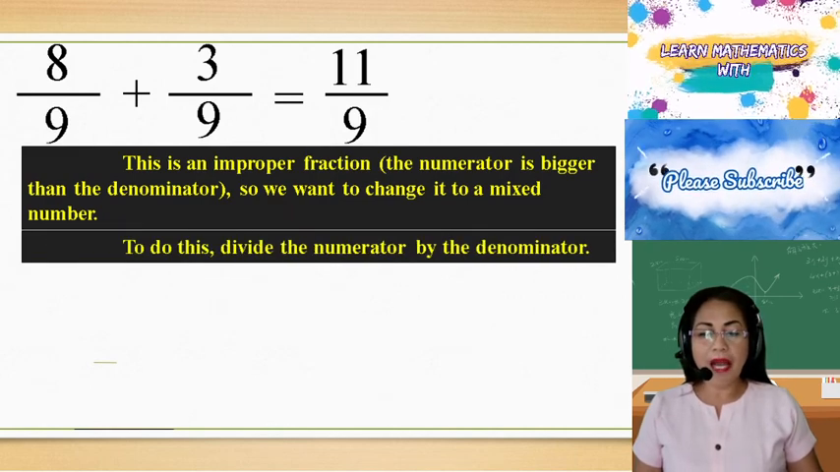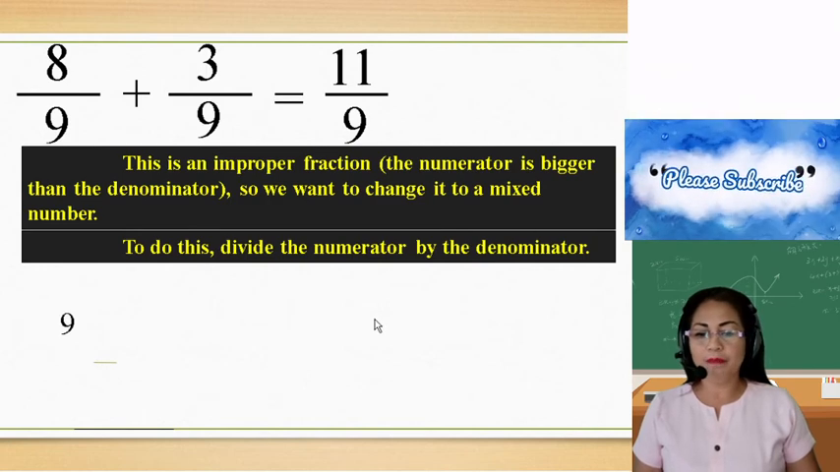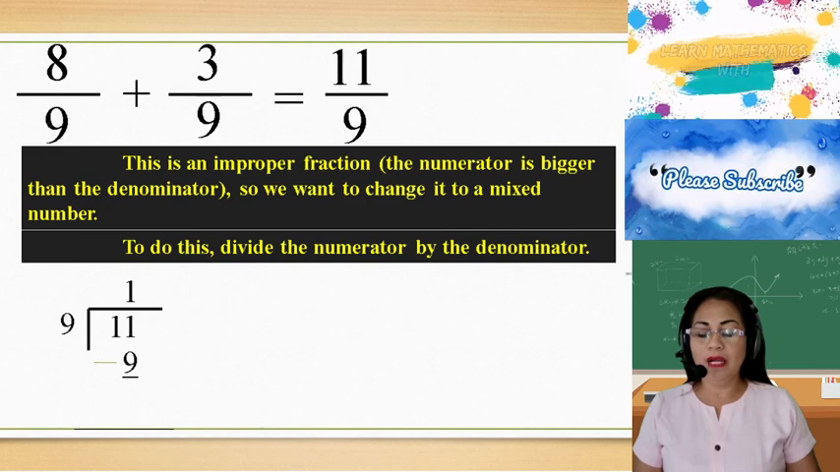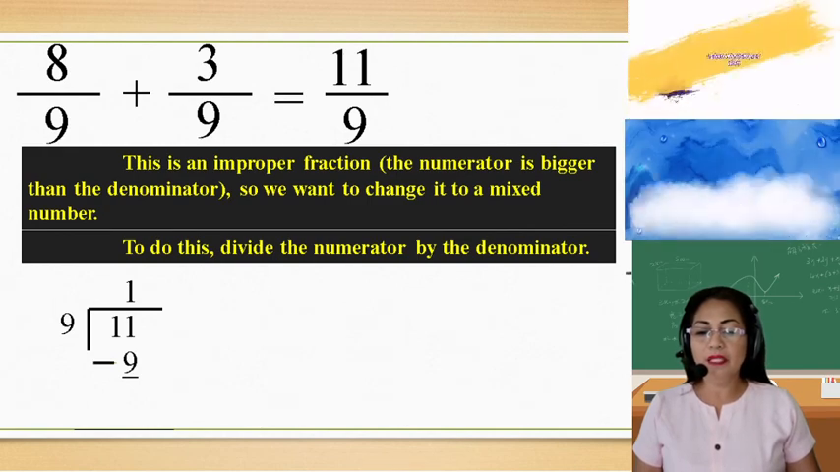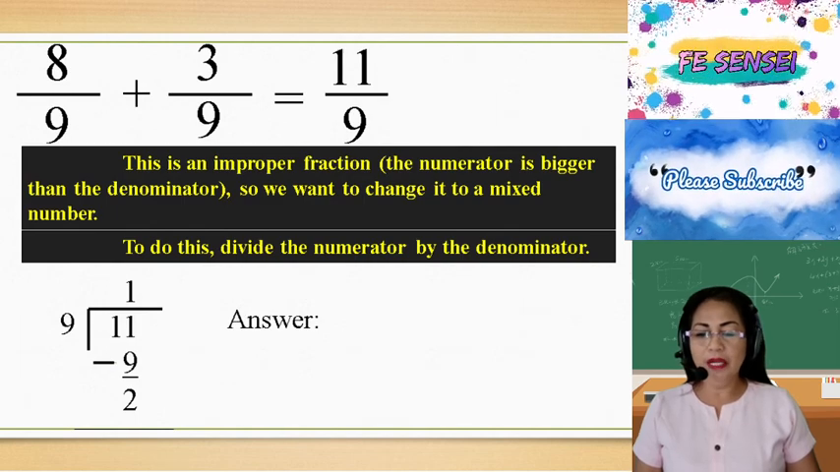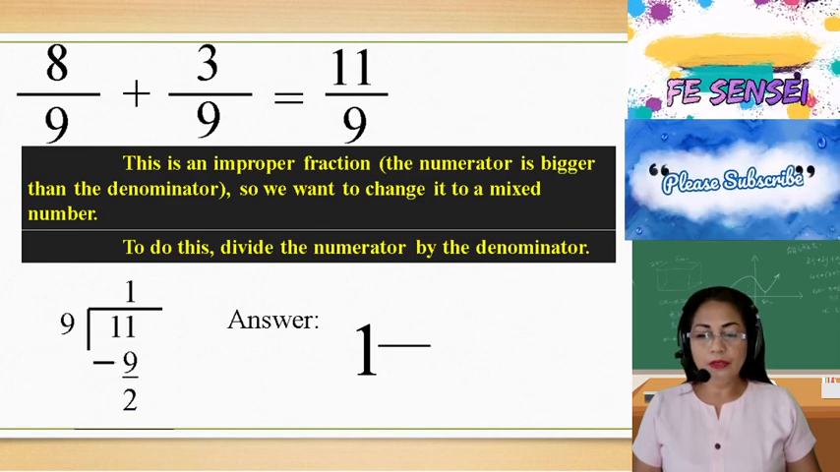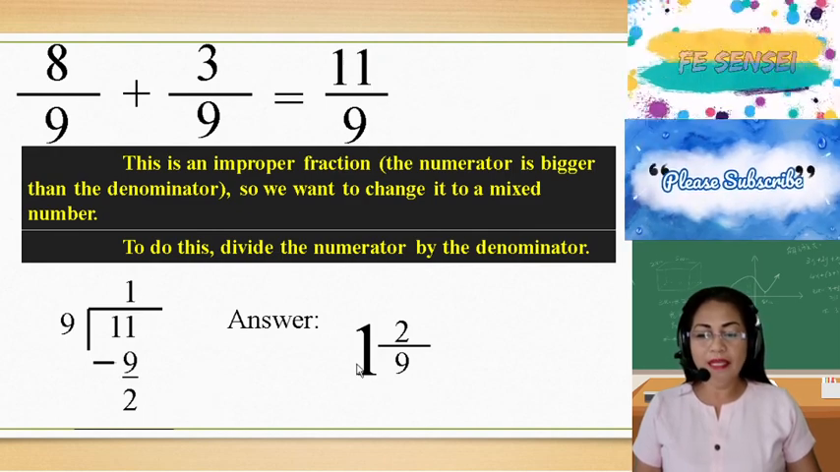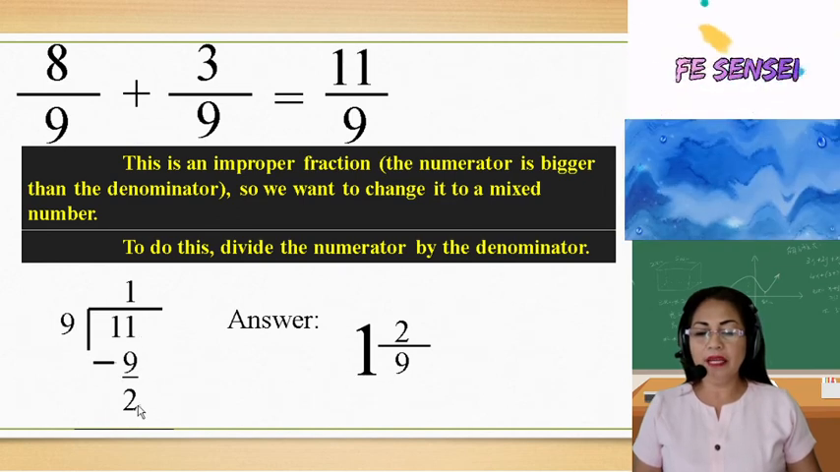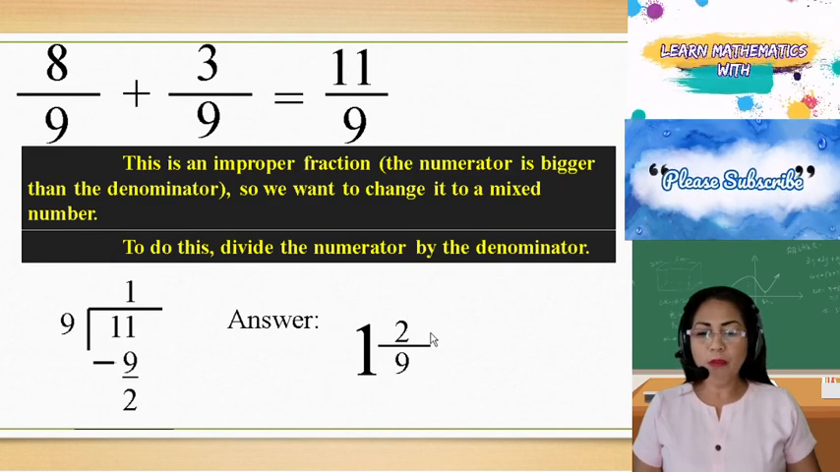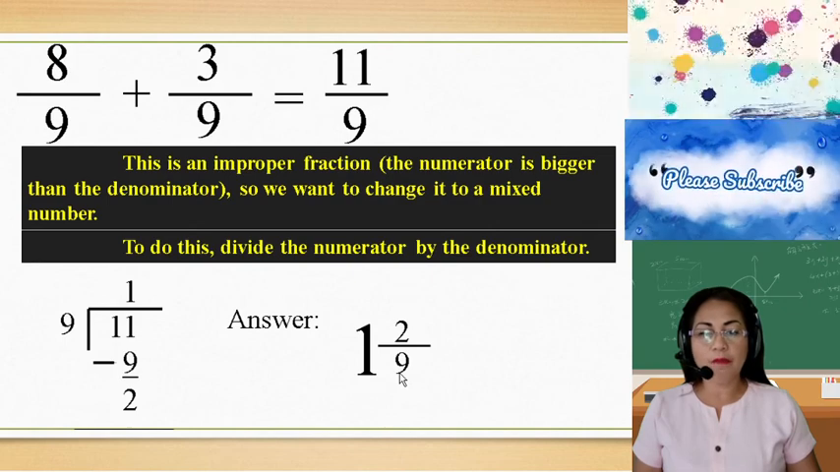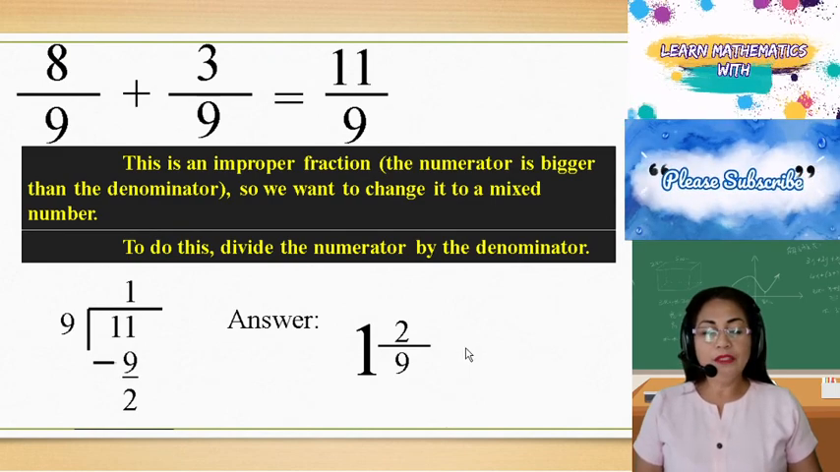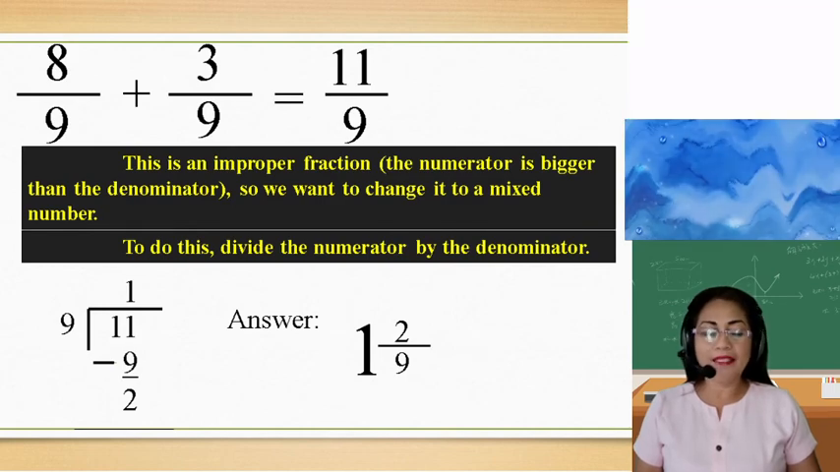To do this, divide the numerator by the denominator. So 11 divided by 9 equals 1. 1 times 9 equals 9. 11 minus 9 equals 2. So our answer is 1 and 2 over 9. This is the whole number 1, and the difference of 11 and 9 is 2. It becomes our numerator, and our denominator is the divisor. Therefore, 11/9 is equal to 1 and 2 over 9.